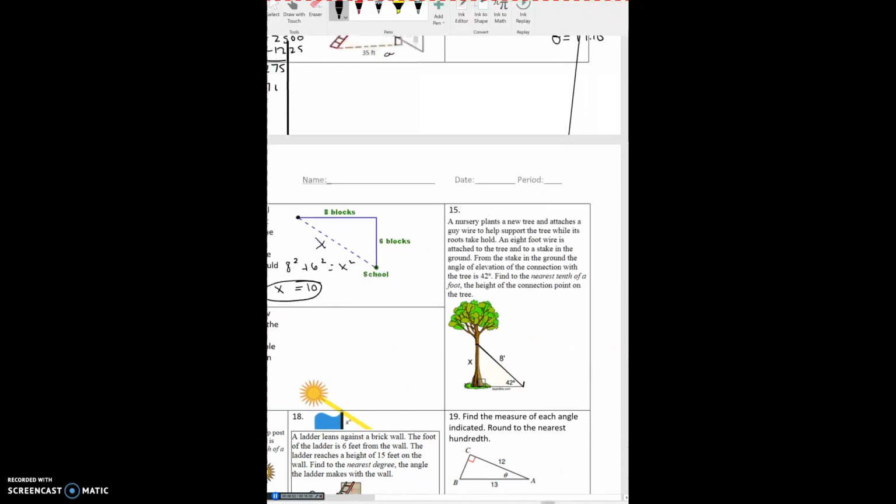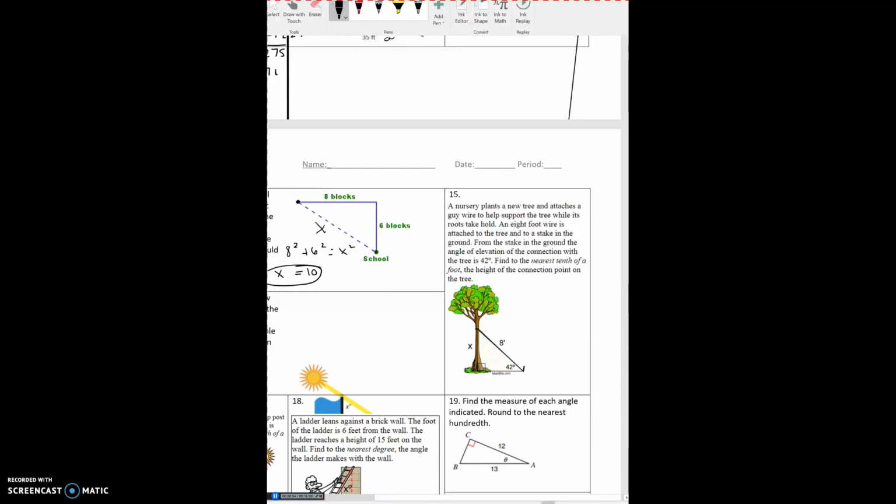Number 15, a nursery plants a new tree and attaches a guy wire to help support the tree while its roots take hold. An 8-foot wire is attached to the tree and to a stake in the ground. From the stake in the ground, the angle of elevation of the connection with the tree is 42 degrees. Find, to the nearest tenth of a foot, the height of the connection point on the tree.